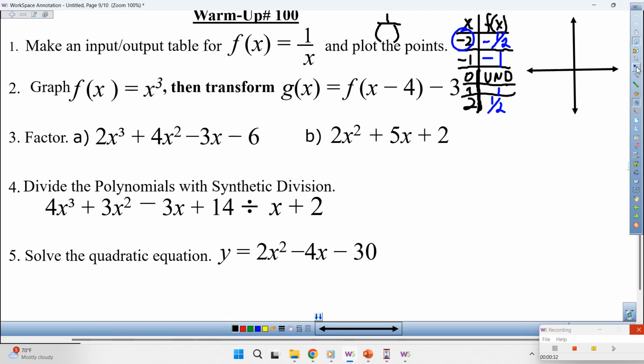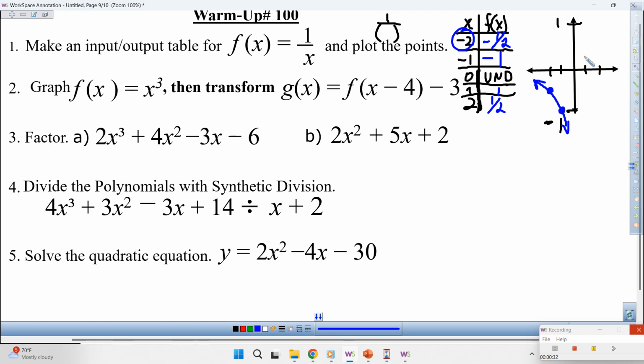Let's graph that. -2, -1, 0, 1, 2. So, let's see, I'm going to do 1 here and -1 down here. See how that looks. -2, -1/2 is about right here. And -1, -1. And this is what I want you to do. Look up. Connect those like that.